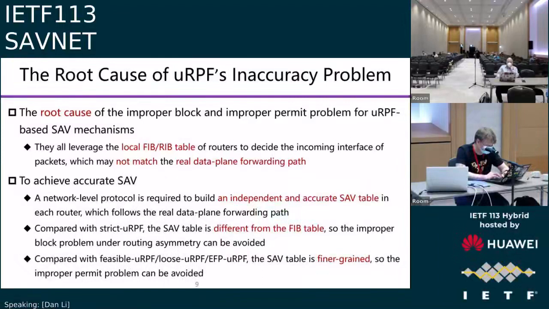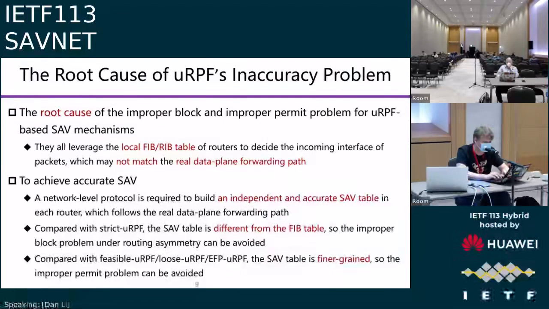Oh, okay. I get your question. I think in our mailing list, maybe Yari has asked a similar question. If we make this probing of the real data plane path, of course we will pay additional cost. An alternative is to just use some feasible paths, and all the packets arriving along the feasible paths will be permitted. Otherwise, they will be blocked. Actually, this is the same idea used in feasible path URPF. But this idea also has improper block or improper permit problems.